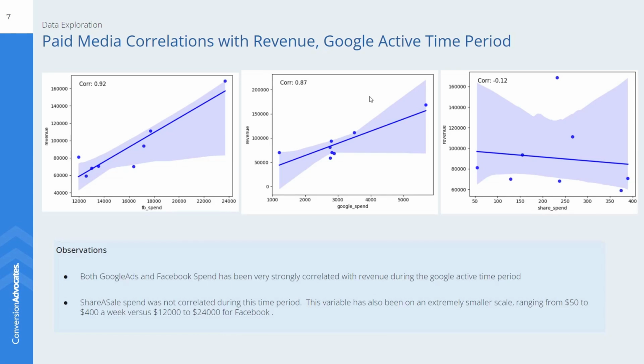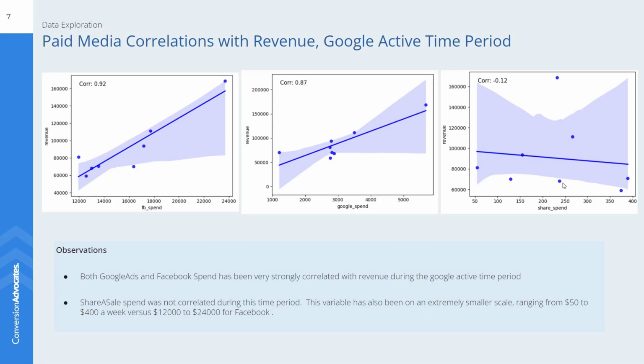The same plots as before. As you can see, we have much fewer dots, so much less data available. That makes it harder to draw meaningful conclusions for Google, especially since most of these weeks had the same range of spend, between around 2,800 and 3,000 per week. So we don't have enough variation in spend to draw meaningful conclusions.